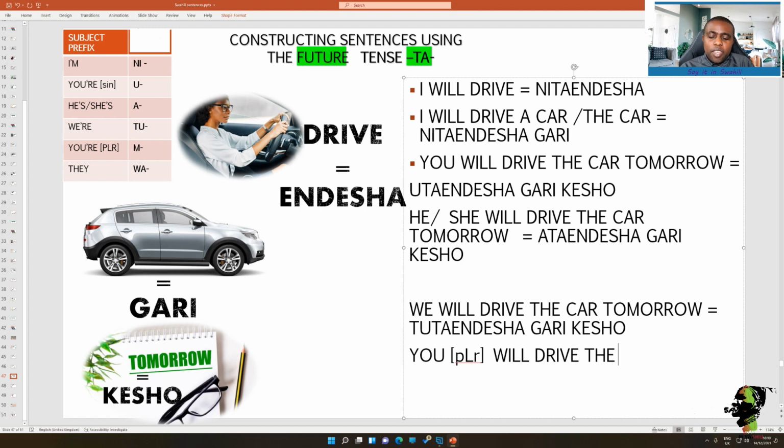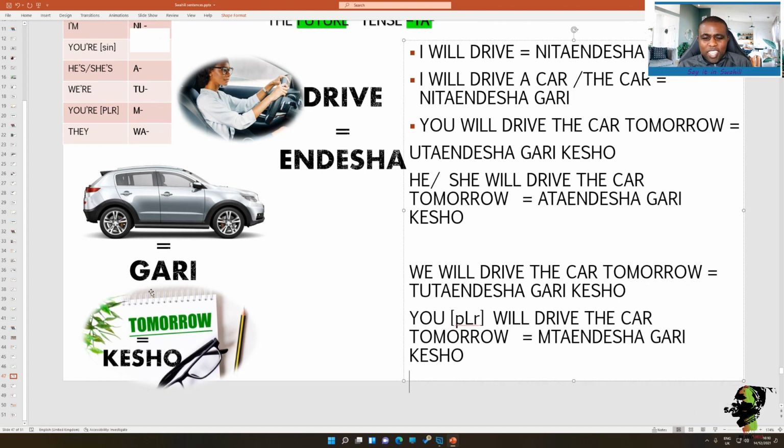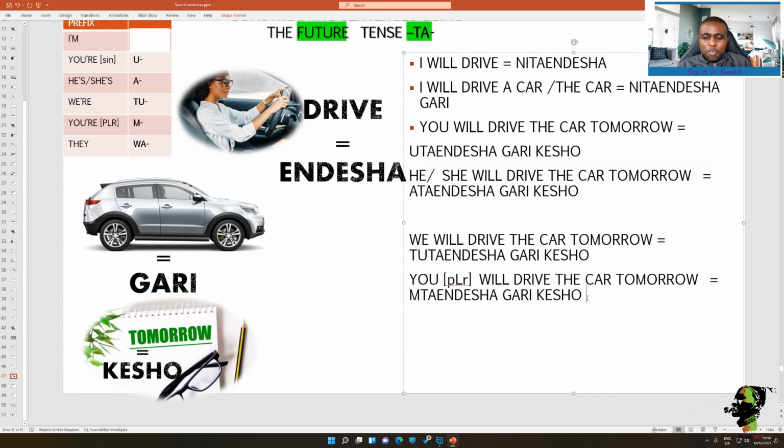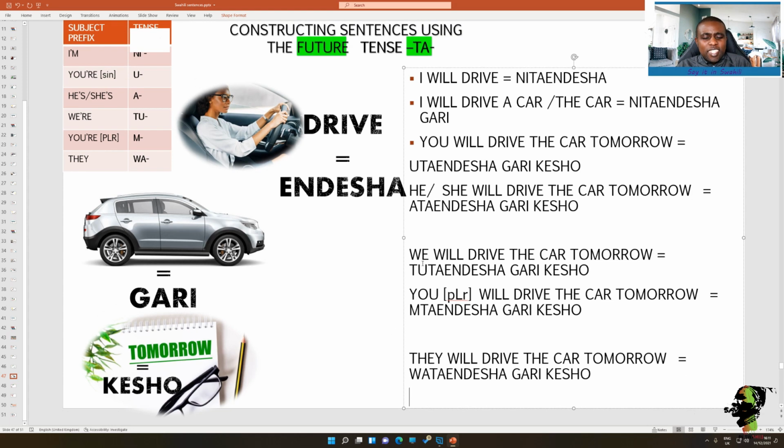What about you plural? You plural will drive the car tomorrow. Mtaendesha gari kesho. Now the last sentence is your sentence. They will drive the car tomorrow. Let's hear from you. Wataendesha gari kesho. Vizuri sana. Asanteni sana. That's very good. Thank you very much for practicing and trying these sentences together with me.